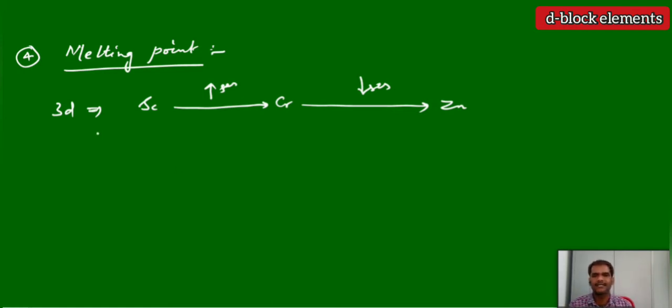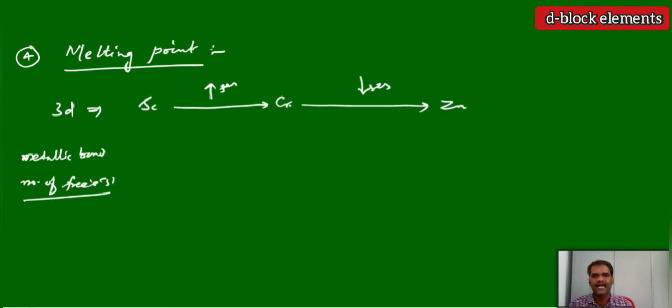The main reason here is the metallic bond. Melting point depends on the structure, or metallic bond. Structure is nothing but metallic bond. Here metallic bond depends on the number of unpaired electrons. We know that free electrons, the number of free electrons or unpaired electrons. So as the free electrons, the mobile electrons, increase, the metallic bonding nature increases. The bond between metals increases.